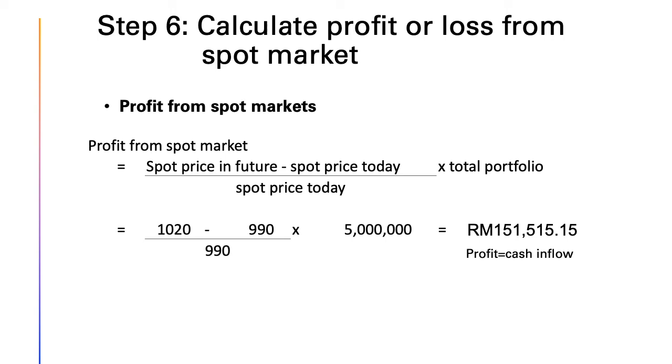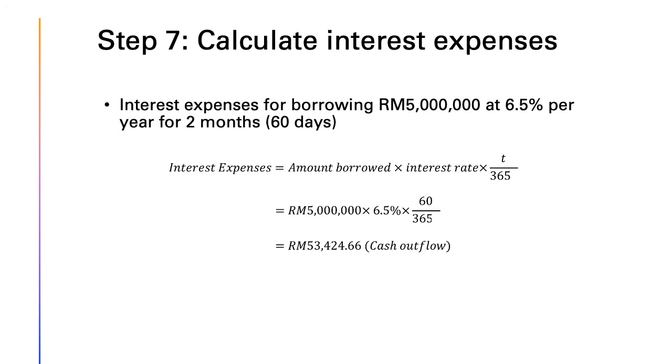Step number 8, you need to calculate dividend received. So we assume you receive dividend for holding 5 million of shares at dividend yield of 3.5% for 2 months. So dividend received is equal to portfolio amount times dividend yield times T divided by 365. So 5 million times 3.5% times 60 divided by 365. So you get 28,767 ringgit and 12 cents. So dividend received is cash inflow.